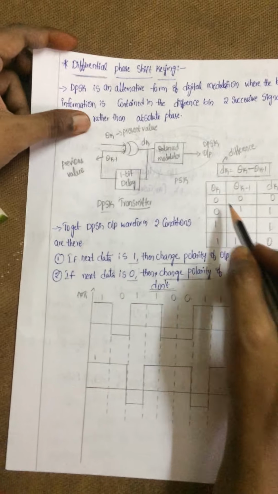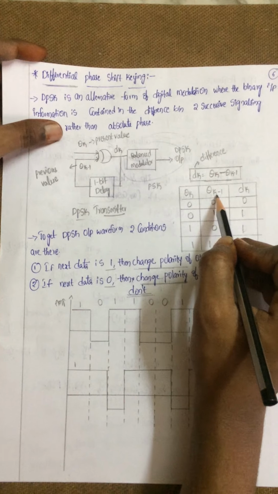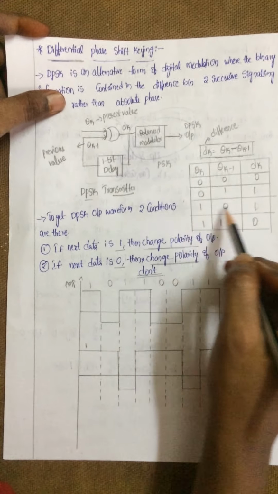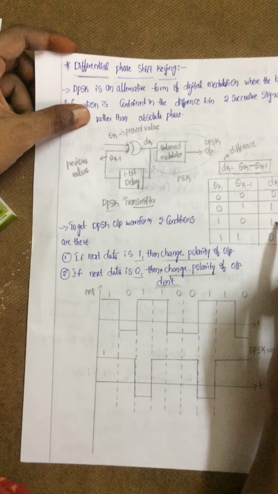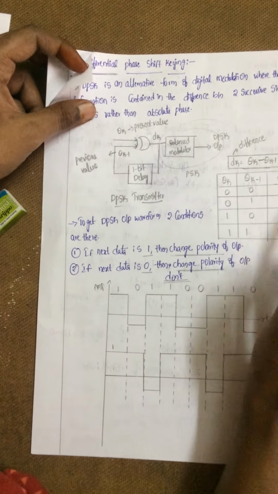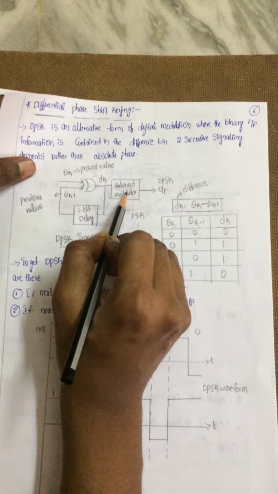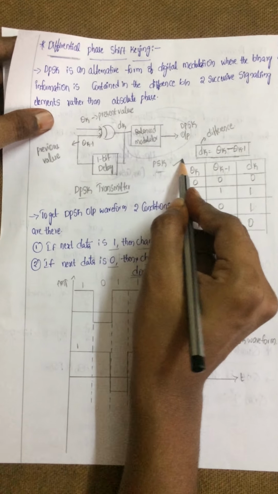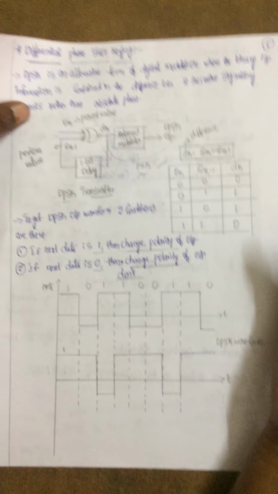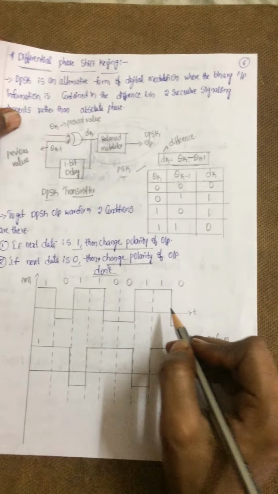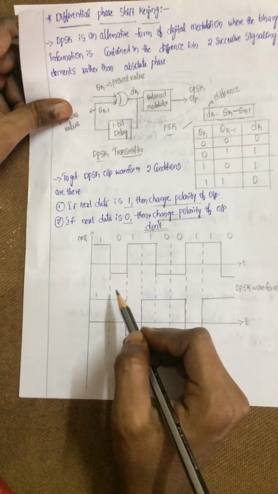So let me take the present value and past value. Taking 2 bits means there are only 4 possibilities: 0 0, 0 1, 1 0, 1 1. So 0 0 subtraction is 0, 0 minus 1 is 1, 1 minus 0 is 1, 1 minus 1 is 0. I am not taking borrow, just taking difference values. These are the possibilities that are given through this balanced modulator, which will perform the PSK operation. The main advantage of DPSK is that power wastage is reduced and speed is increased. Next, let me explain how the subtraction will be done and how we are getting DPSK.